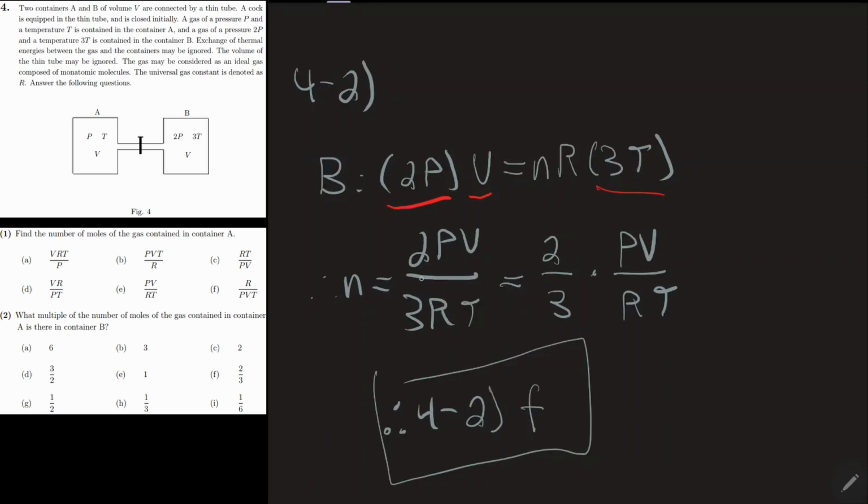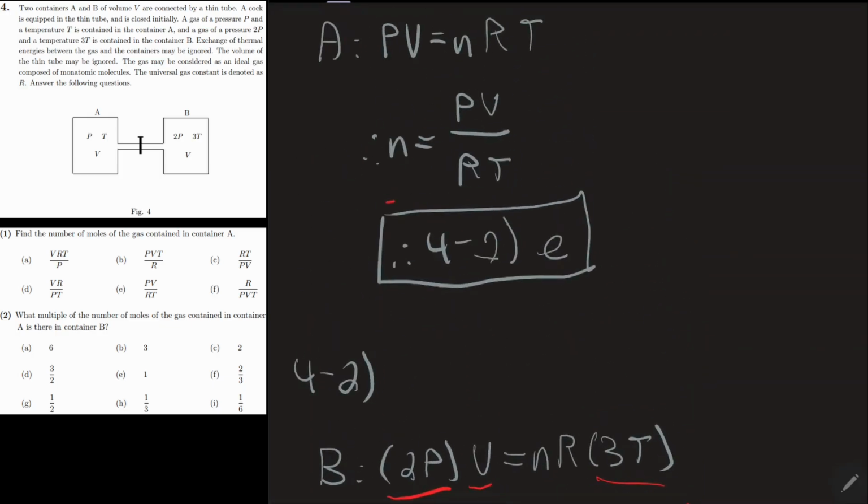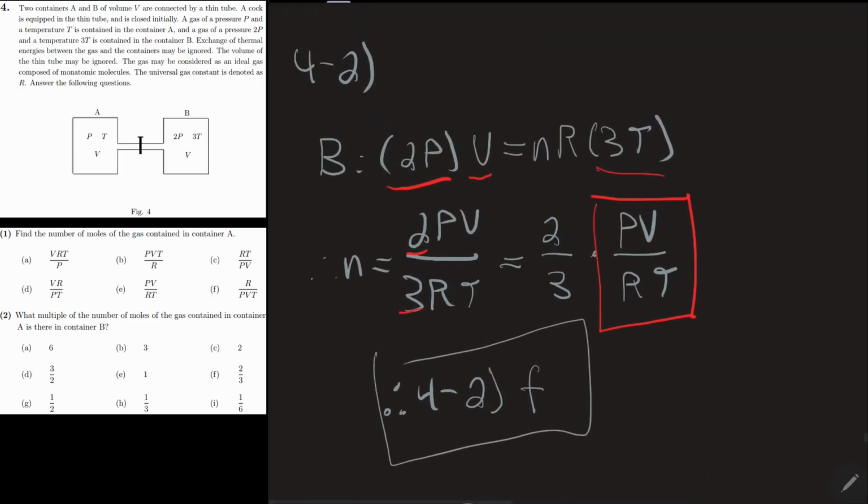Notice that if you take out the numbers 2 and 3, then you get 2 over 3 times PV over RT. And this, of course, is just the amount of moles in container A. That's what we found in the last part. That means container B contains 2 over 3 times the number of moles in container A. And so the answer to part 2 is 2 over 3, which is option F.